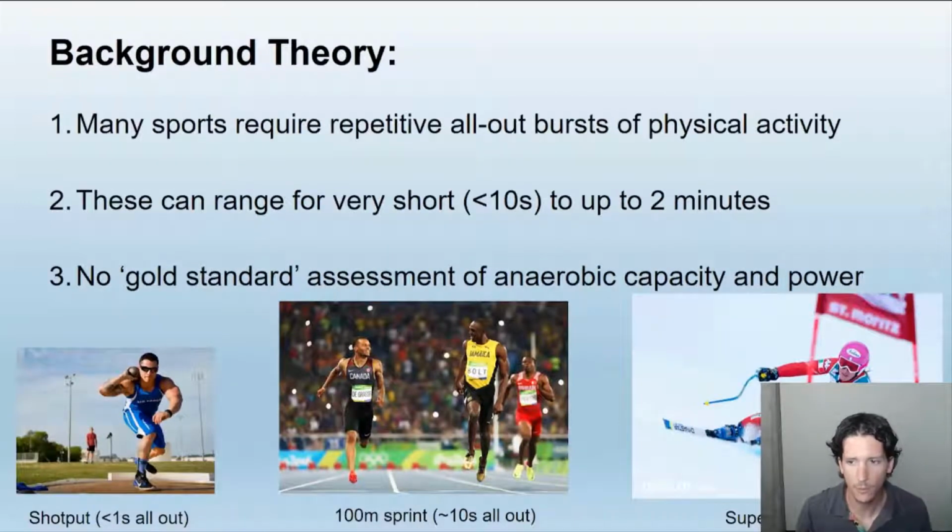So just some background theory before we get into the tests. There are many sports that require repetitive all-out bursts of physical activity, and these can range from very short for up to 2 minutes. So things like shot put is one all-out burst of activity, whereas the 100-meter sprint is again basically an all-out burst, but a little bit longer. And then something like the Super G is going to be around 90 seconds, but we still consider this to be a primarily anaerobic sport.